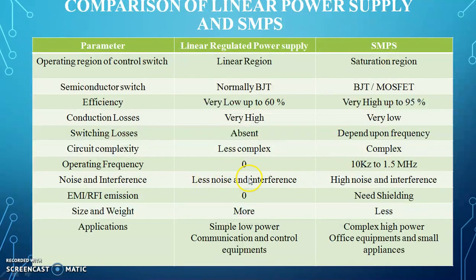There is less noise and interference in LRPS compared to SMPS, which has high noise and interference. Regarding the size and the weight, it is more for LRPS because of the transformer, whereas the size and the weight are less for SMPS. Applications: LRPS is used in simple low power communication and control equipments, and SMPS is used in complex high power office equipments and small appliances. So this is the comparison of LRPS and SMPS.